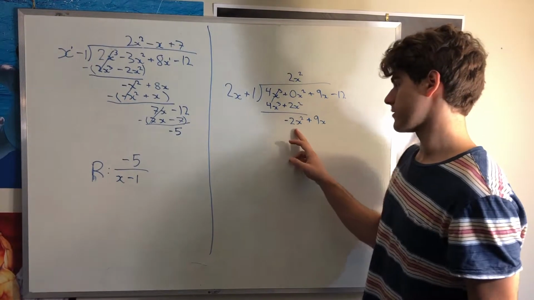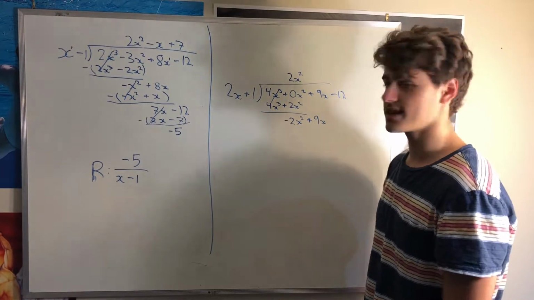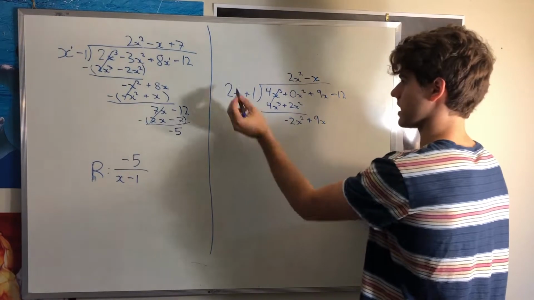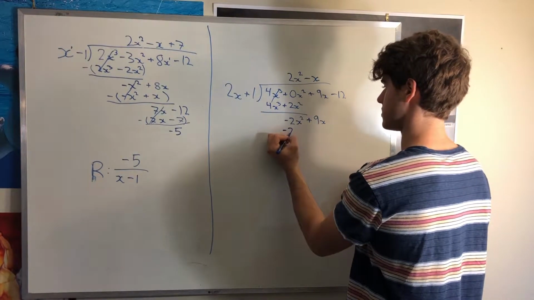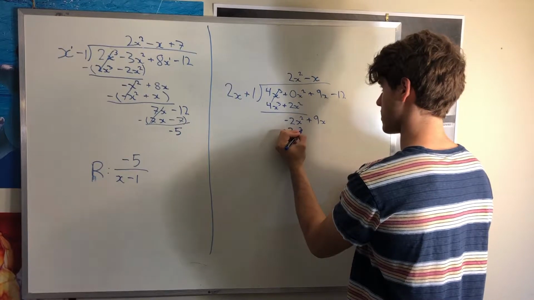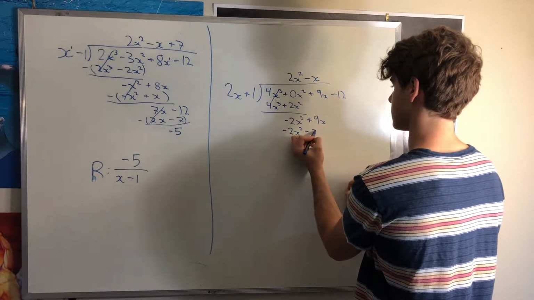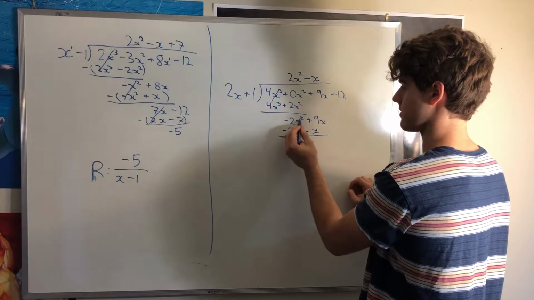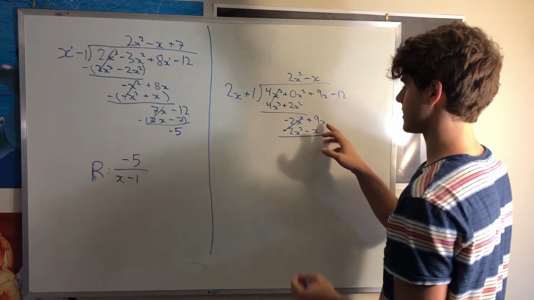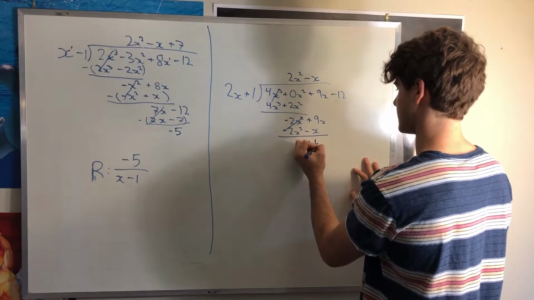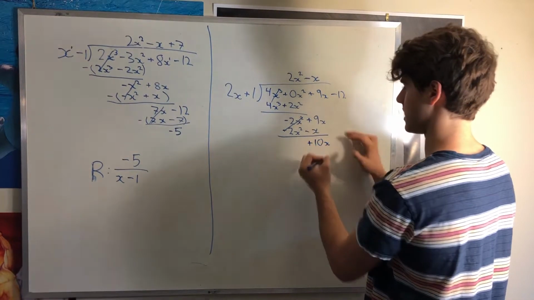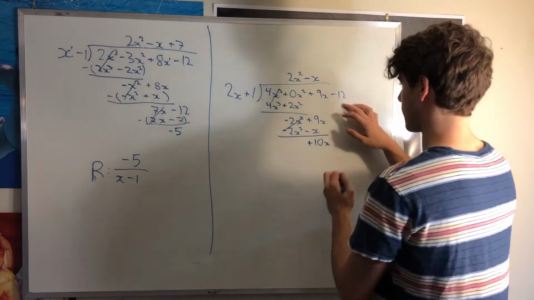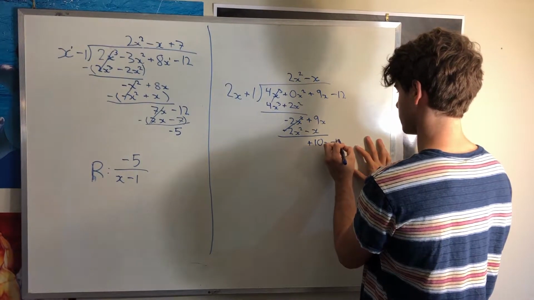Okay, negative 2x squared divided by 2x is negative x. Negative x times all this is going to give us negative 2x squared minus x. Okay, we subtract this whole thing, so negative minus a negative, it'll cancel out. And this will add, so we'll have plus 10x because we did 9x minus negative x or 9x plus x. Okay, then we bring down our negative 12.